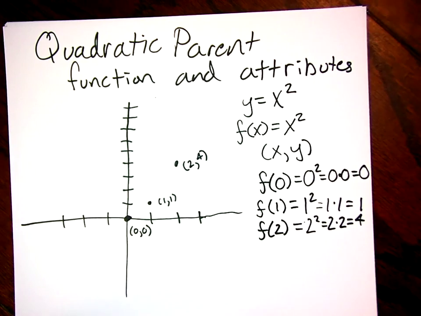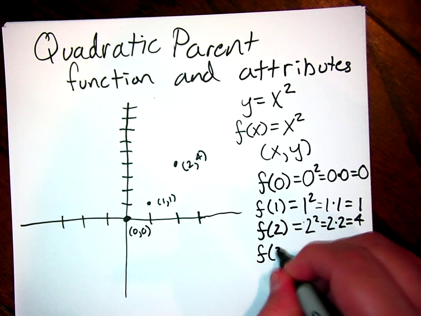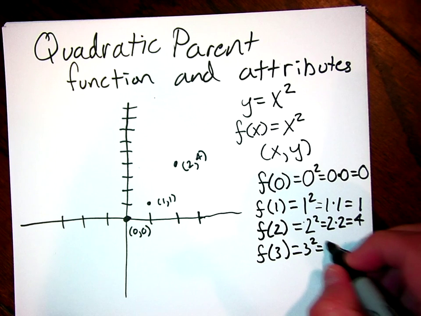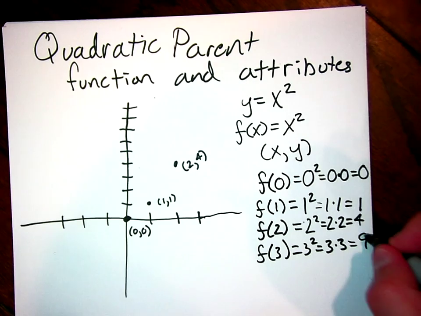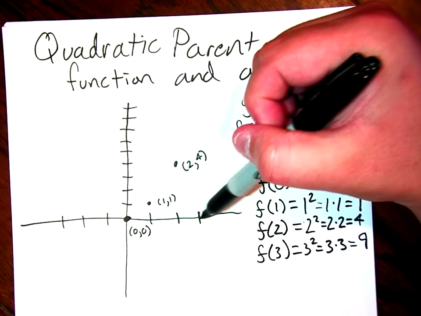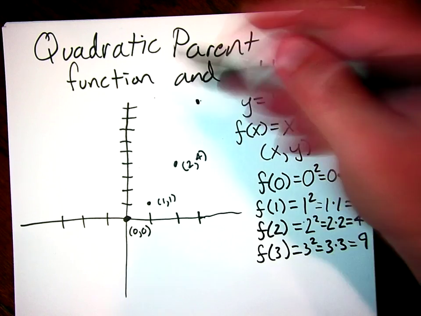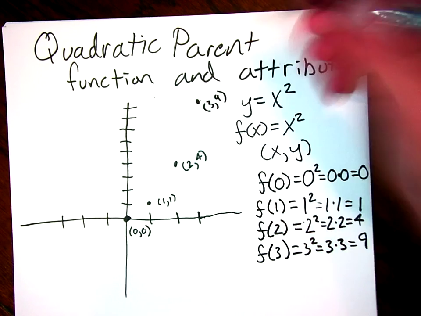And last but not least, what is f of 3? That's going to be 3 squared, which is 3 times 3, or 9. So if my input, my x value, is 3, my output is way up here at 9. So 3 comma 9, there's my next point.